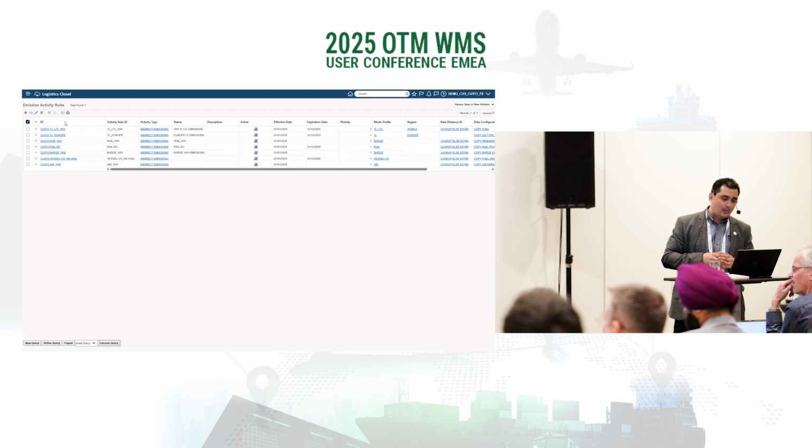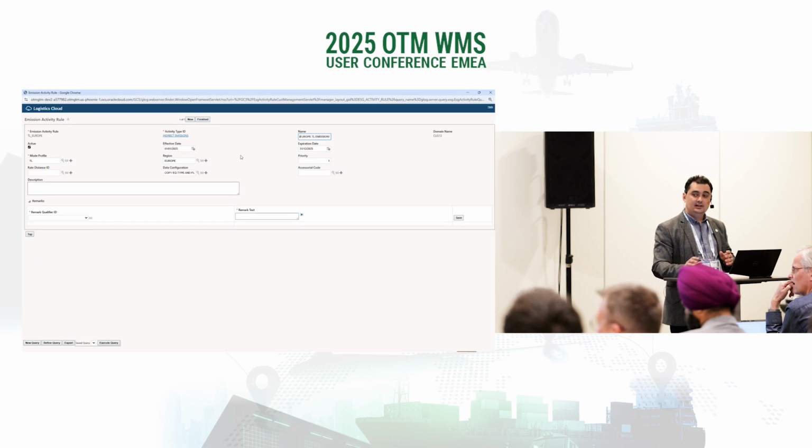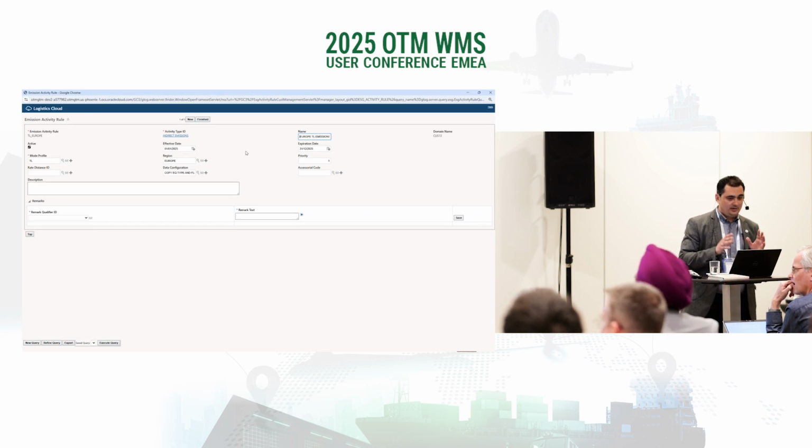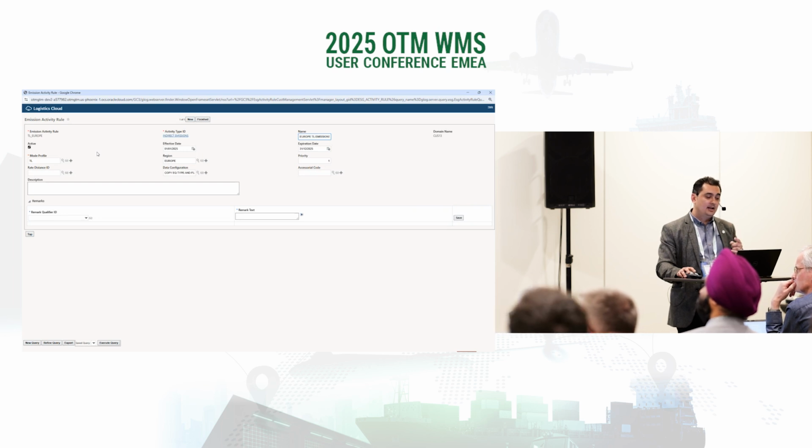Let me just enlarge the screen. So for the emission activity rule, we can set up different emission activity rules to make it mode specific and region based. So we have here mode, region. As told, we need to define which gases are tracked, and that is made through the activity type.